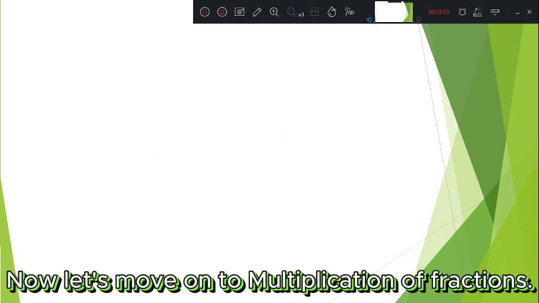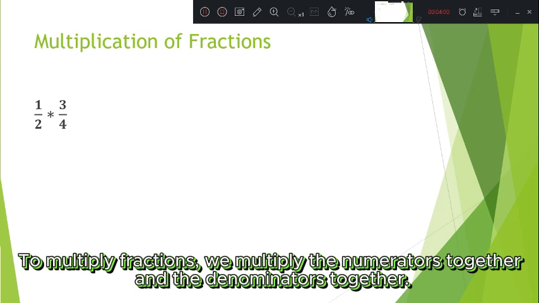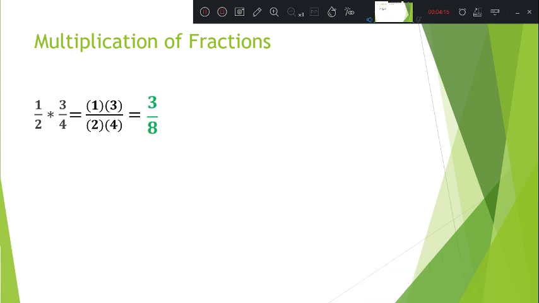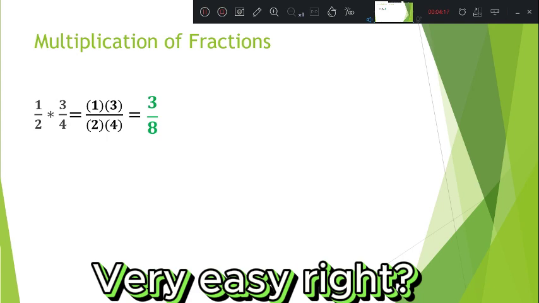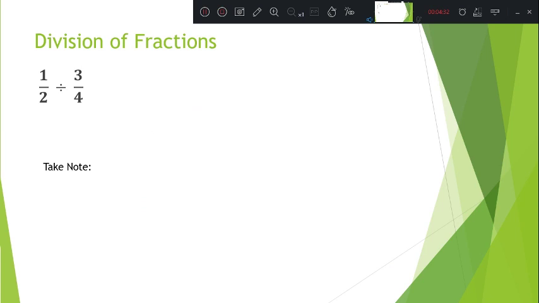Now let's move on to multiplication of fractions. To multiply fractions, we multiply the numerators together and the denominators together. For example, multiply 1/2 by 3/4. We would multiply 1 by 3 and 2 by 4, giving us 3/8. Very easy, right? Now let's go to the division of fractions.